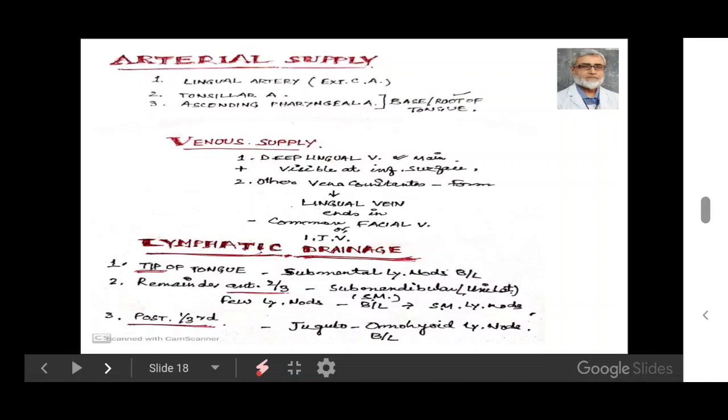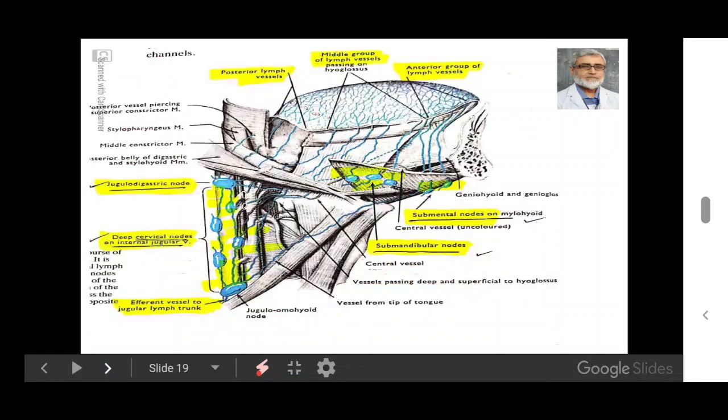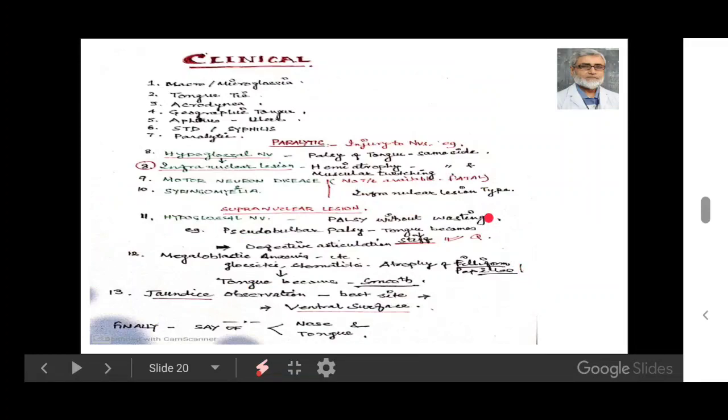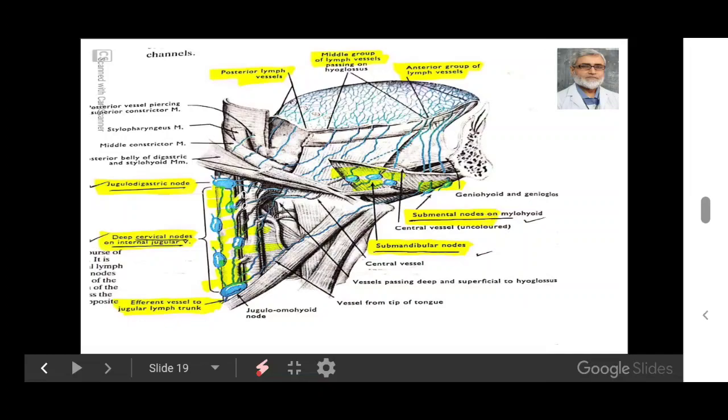Now come over to the lymphatic drainage of the tongue. See here, the submental group of lymph nodes, the submandibular group, and other groups of lymph nodes here. You can very easily see.